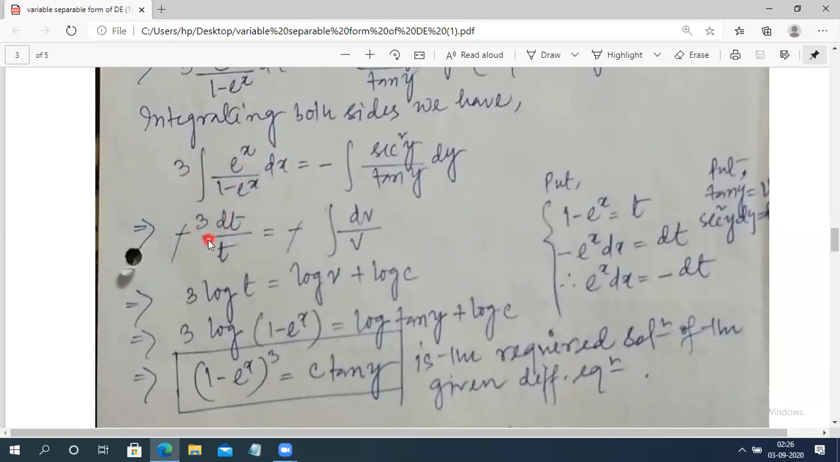Here e to the power x dx can be written as negative of dt. This 3 was already there, and in the denominator 1 minus e to the power x can be written as t.